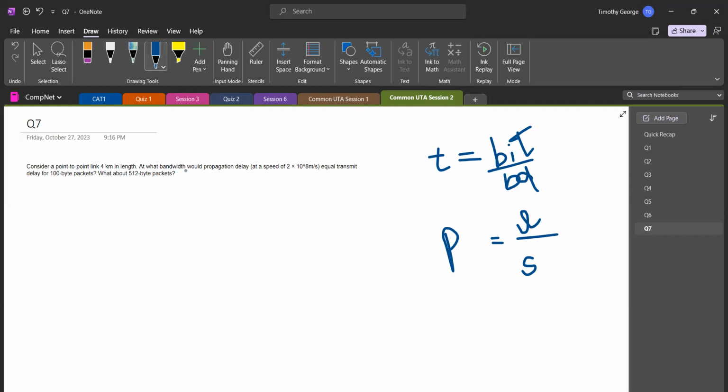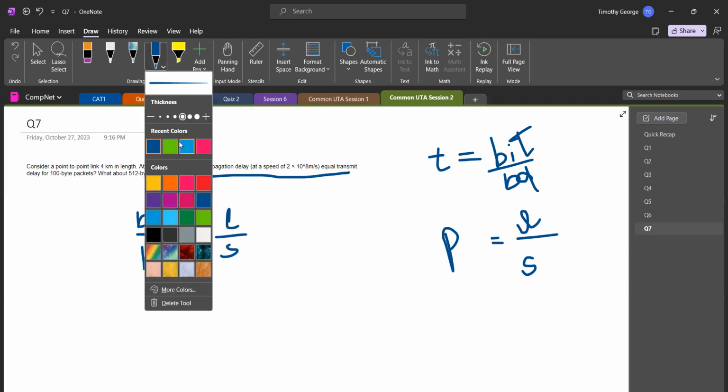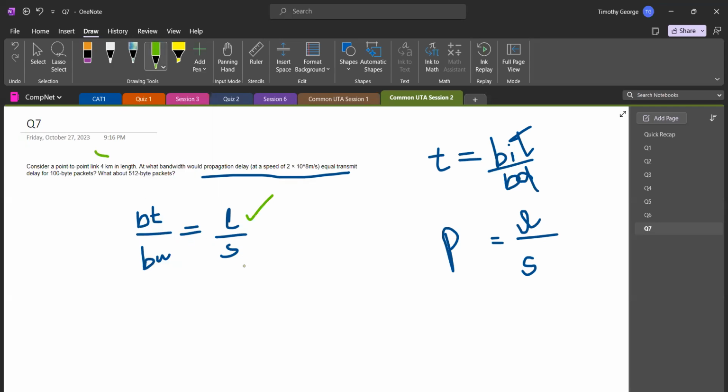So they're asking at what bandwidth, when will propagation delay equal transmission delay for 100 byte packets? Very simple. Let's represent bits by BT. So BT divided by bandwidth, BW, when will that be equal to L by S? What is given in this question? Length is given. The speed S is also given, 2 into 10 to the power 8.